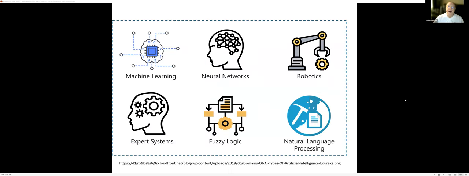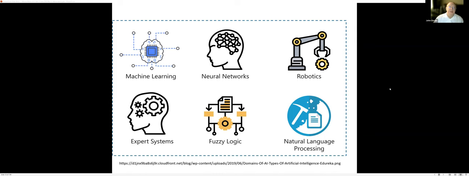But what is AI? Because as you can see from the illustration here, there are many very different forms of AI: machine learning, neural networks, it's involved in robotics, natural language processing, fuzzy logic, expert systems. And on the bottom left, the expert systems approach is what I worked on early on, some 30, 40 years ago. And we'll have a chance to take a look at that.